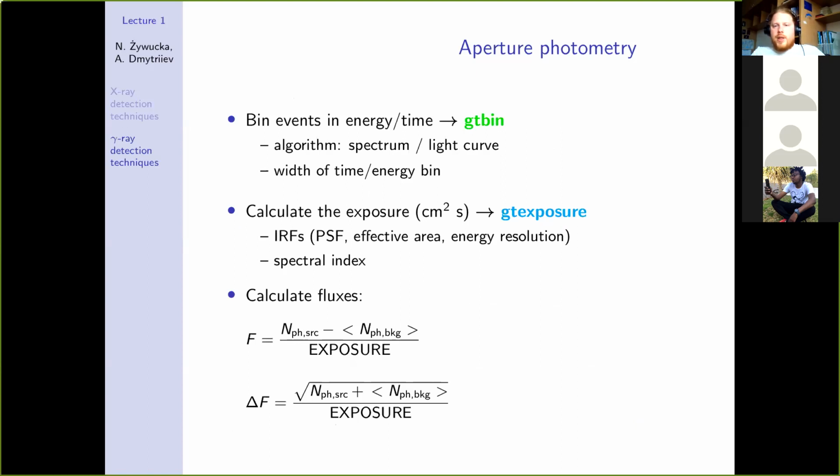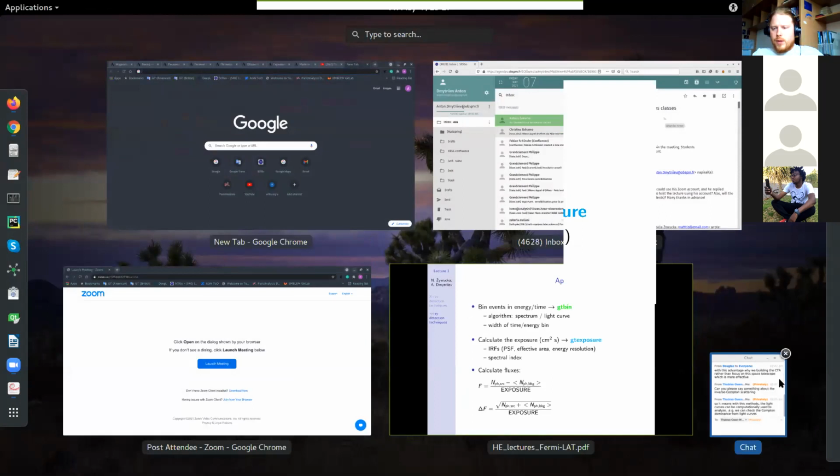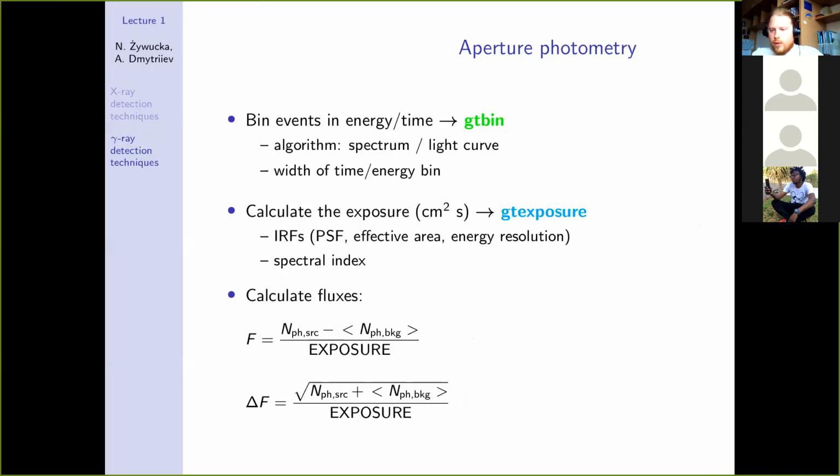Then it is all simple. If you want to produce images, you need to bin the photons in space. You select a grid of pixels and then you bin them in space, and you have your image. To get the spectrum, you bin the photons in energy. So you have energy bins and you distribute the photons among them. And if you want a light curve, you bin your photons in time. So you have your wide energy range and you bin photons in time.